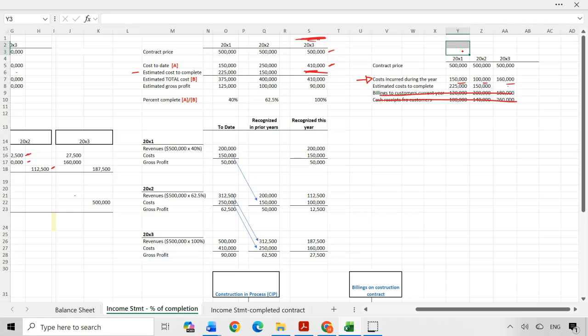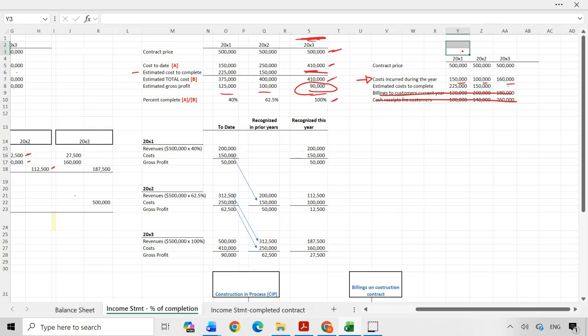I shouldn't have any more estimated cost to complete, right? So my cost to date and my estimated total cost are the same, and therefore my percent is 100% complete, which makes sense since this is a 3-year project. I've also updated my overall gross profit for this project to be $90,000. It's the $500,000 contract price less my total cost that actually incurred, $410,000, gives me $90,000 gross profit.